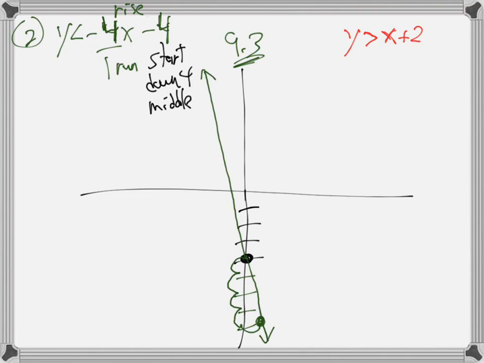We good there? It's actually got to be a dotted line. I'll explain why in a minute. But are we good to there? So I started at -4, and then I went down 4 over 1 because that's the slope. Down 4 over 1, right? Okay, so connect the dots, got the line. Now, why am I saying it has to be a dotted line? It's not equal. Yeah.